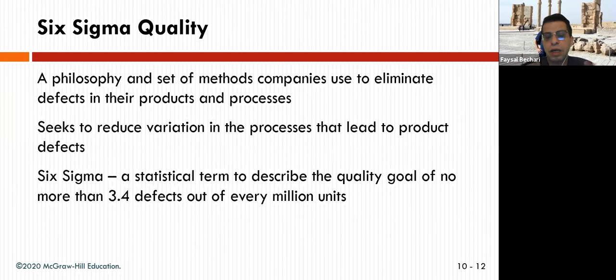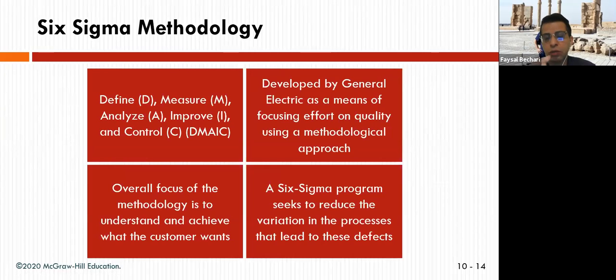So Six Sigma is a statistical term to describe the quality goal of no more than 3.4 defects out of every 1 million units. So if you're producing 1 million units, you should have 3.4 defects. If you're producing 10 million units, you have only 34 defective products. So that's their goal in Six Sigma. Now, there is another one we talked about, called Lean Six Sigma, which is a combination of total quality control and just in time.